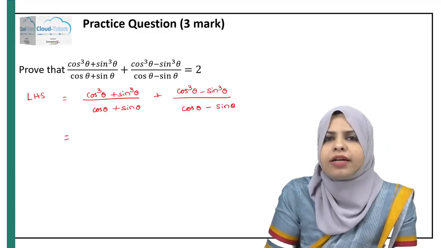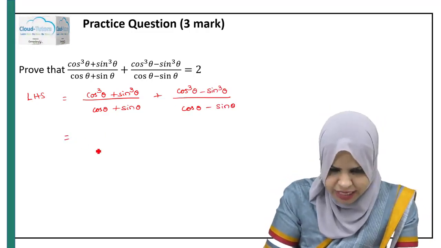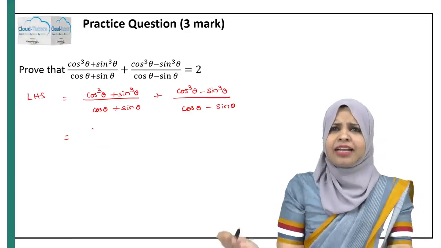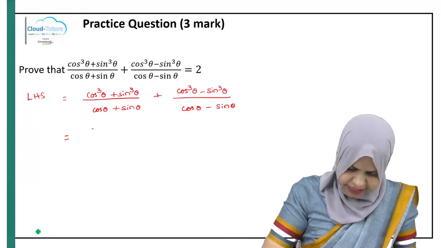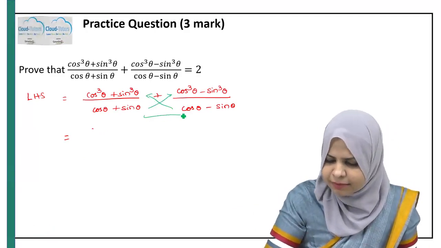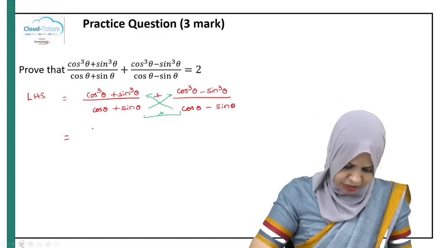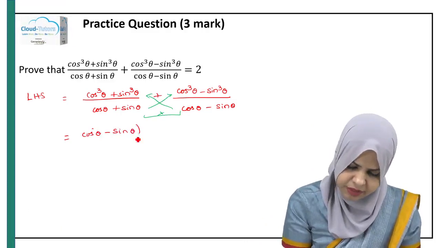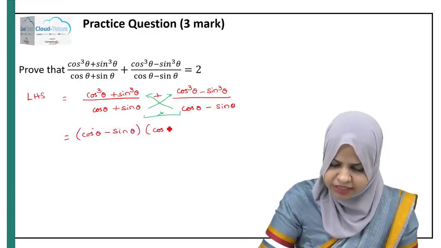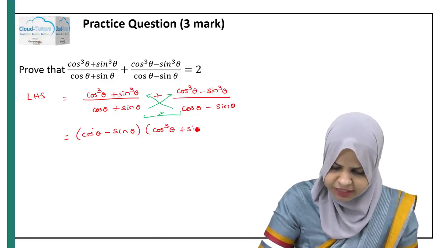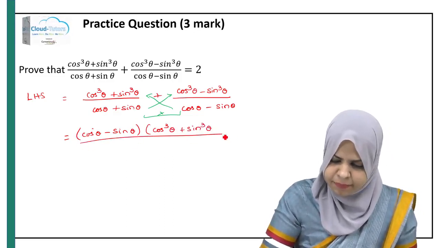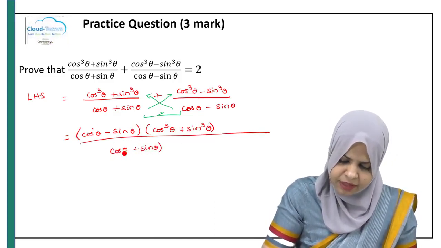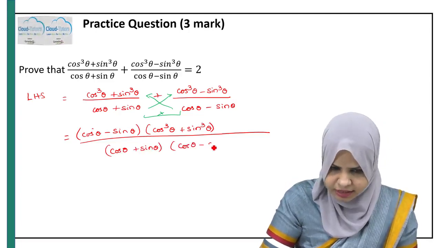Okay, now what? LCM, right? Let's do it. So what happens? What is my LCM here? It is cos theta plus sin theta into cos theta minus sin theta, so cross multiply and multiply the denominators, right? So let's do it. Cos theta minus sin theta into cos cube theta plus sin cube theta by cos theta plus sin theta into cos theta minus sin theta.